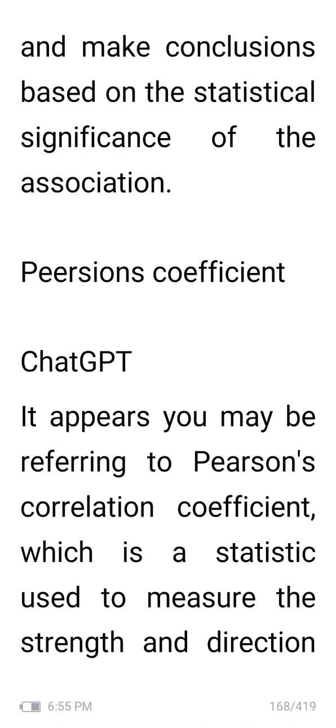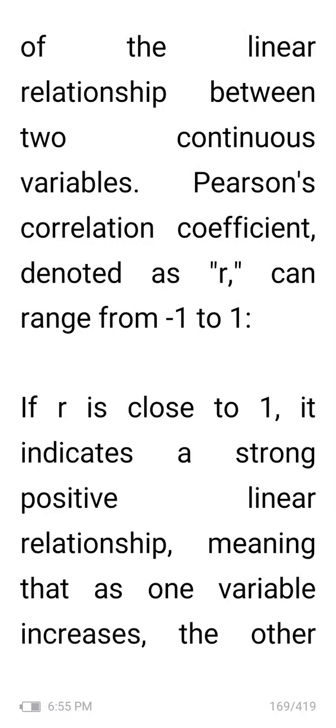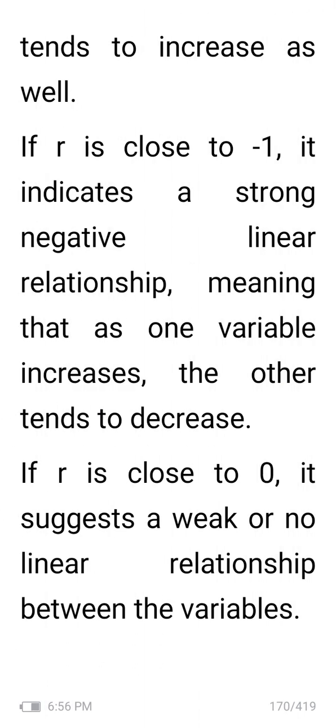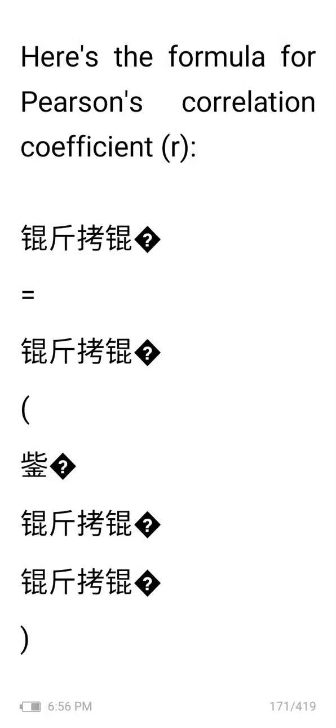Pearson's coefficient is a statistic used to measure the strength and direction of a linear relationship between two continuous variables. Pearson's correlation coefficient, denoted as r, can range from -1 to 1. If r is close to 1, it indicates a strong positive linear relationship, meaning that as one variable increases, the other tends to increase as well. If r is close to -1, it indicates a strong negative linear relationship, meaning that as one variable increases, the other tends to decrease. If r is close to 0, it suggests a weak or no linear relationship between the variables.